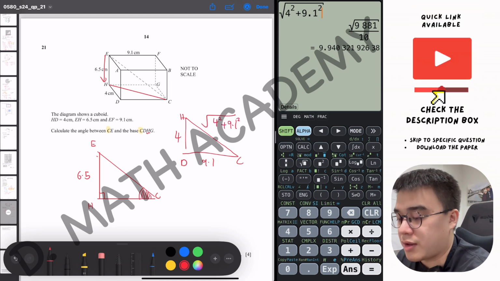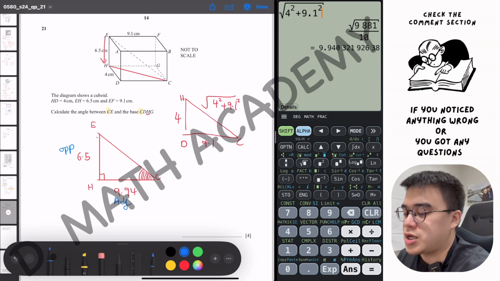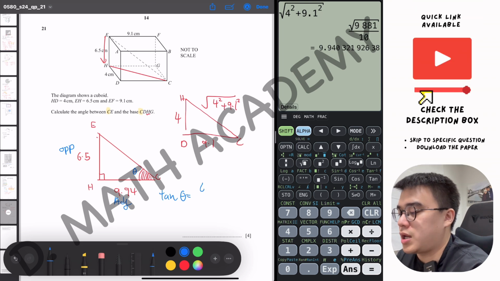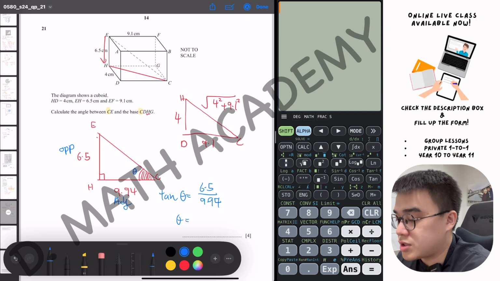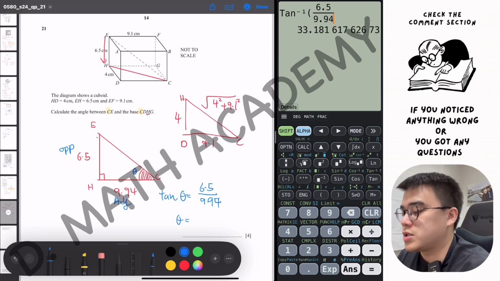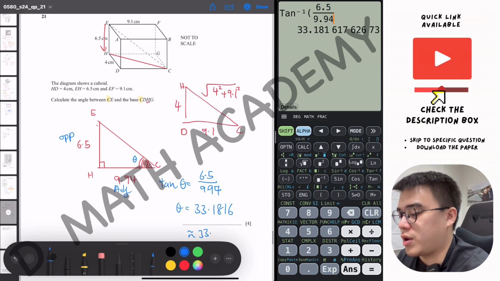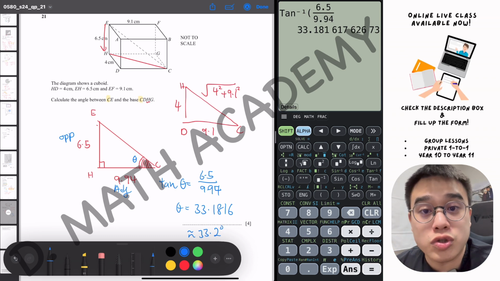somewhere around 9.94. And with this 9.94, you can now use the opposite and adjacent, which results in tangent theta equals opposite over adjacent. Okay, so tangent inverse of 6.5 over 9.94. The answer should be 31.1816, which is approximately 33.2 degrees as my final answer here for question 21.